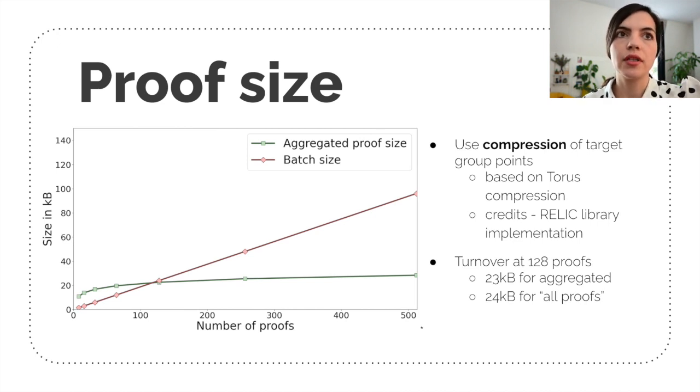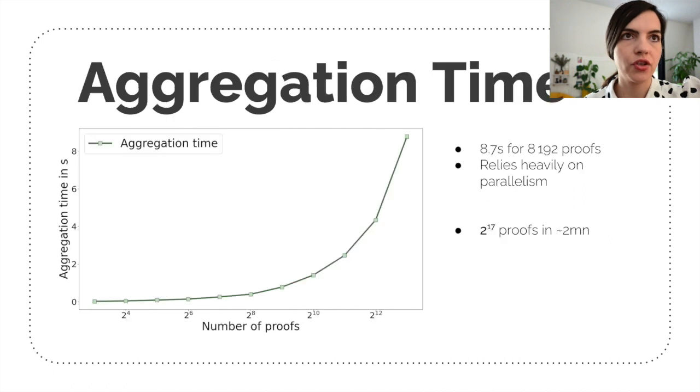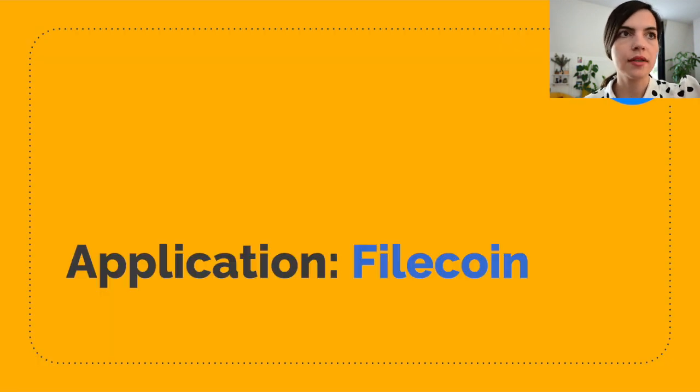And the proof size, of course, is also logarithmic in the initial proofs to aggregate, with respect to batch size, which just increases linearly. The proofs are not aggregated in any way in the batching solution. For the aggregation time, we have 8.7 seconds for 8,000 proofs. So that means that 2 to the 17 proofs can be done in 2 minutes, which is not a lot of overhead for very powerful provers that will aggregate a lot of proofs in just 2 minutes.